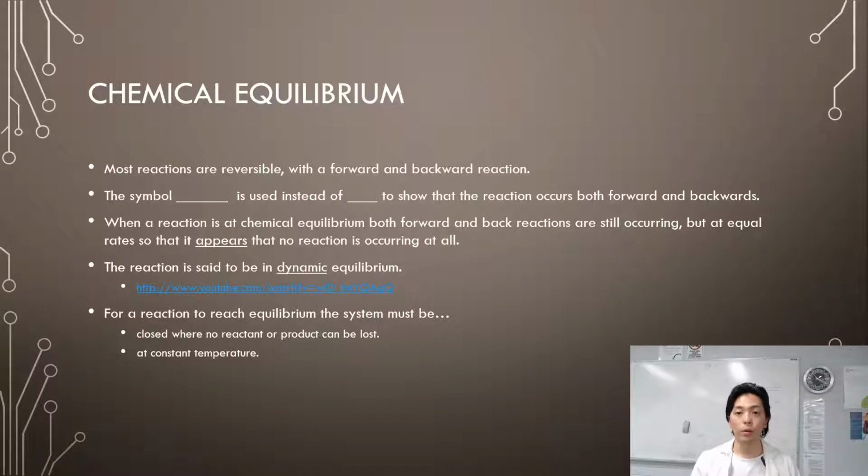There's a video that we could watch. If you want, pause this video and click on the link from this lecture note, and you can do that once you've watched it. Next bit. For a reaction to reach equilibrium, the system must be closed. There we go, closed. So nothing is escaping, and nothing is able to be added. Closed, so that no reactants or products can be lost. There's no loss and no gain of those products and reactants. It also needs to happen at a constant temperature.